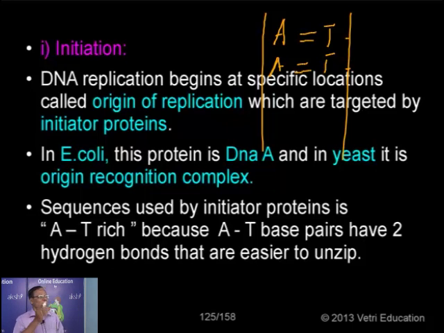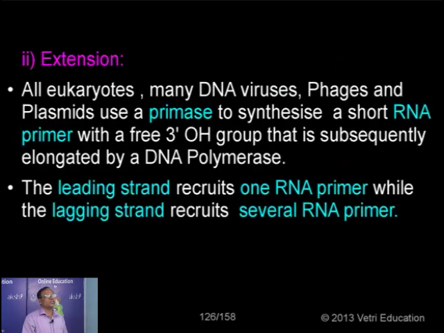Don't forget, the origin of replication is always rich in A and T, because it is easier to break the bonding between A and T as the number of hydrogen bonds is only 2. So there is an initiation process. The initiation process is nothing but the origin of replication. That point has been chosen by initiator proteins. The initiator protein normally chooses a sequence of DNA which is AT rich, and that is the point of breakage.